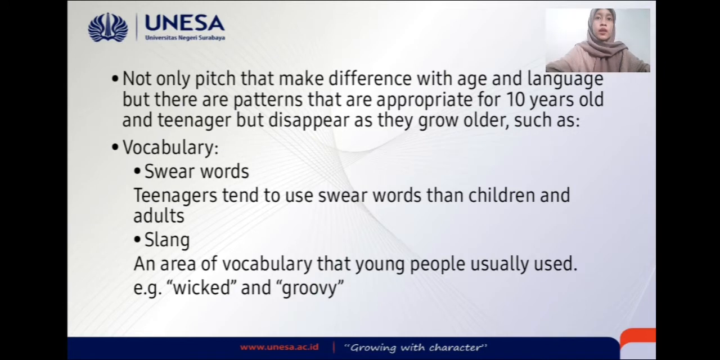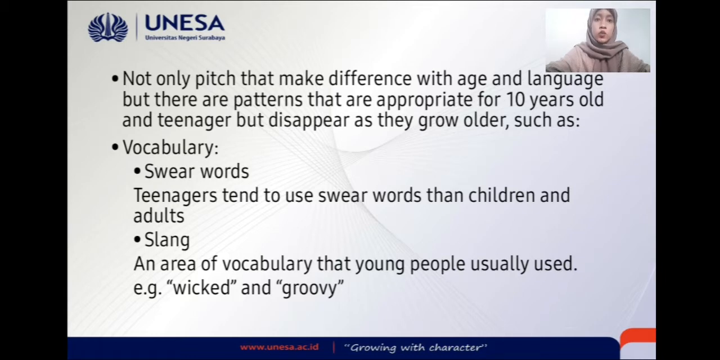Not only pitch makes a difference with age and language, but there are patterns that are appropriate for 10-year-olds and teenagers but disappear as they grow older, such as swear words. Teenagers tend to use swear words more than children and adults. Generally speaking, teenagers use swear words more often, adult men restrict swearing largely to all-male settings, and females reduce swearing in all settings as they move into adulthood.